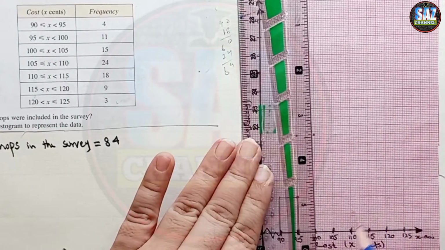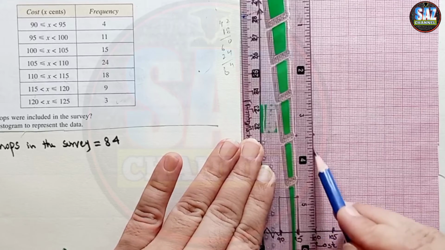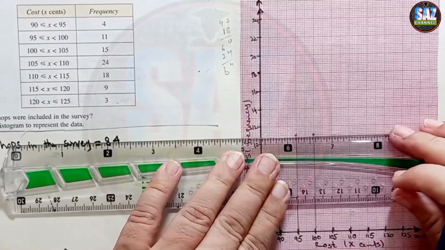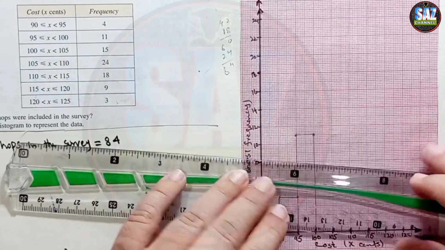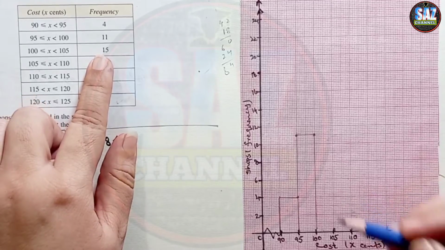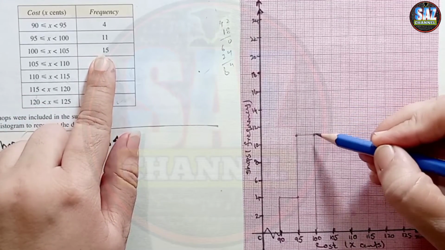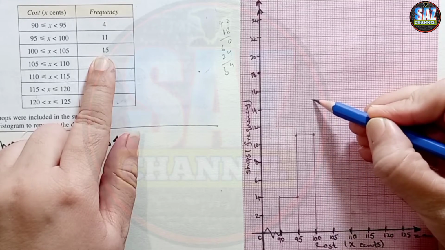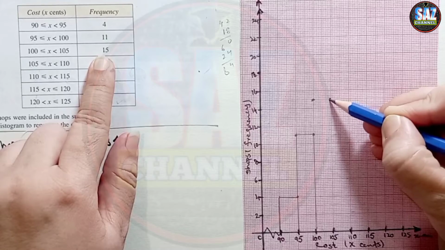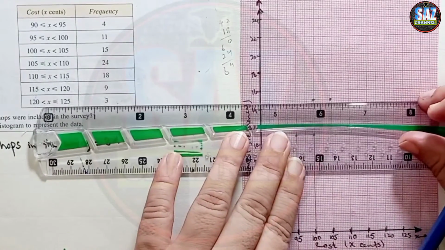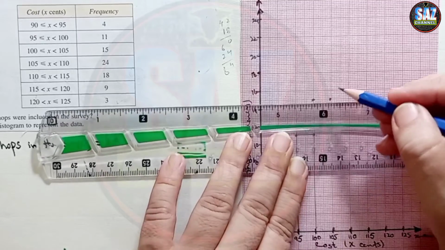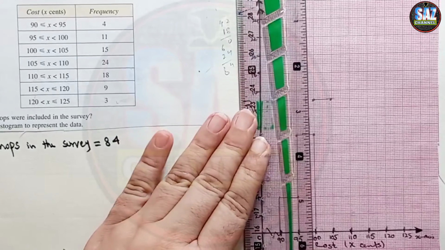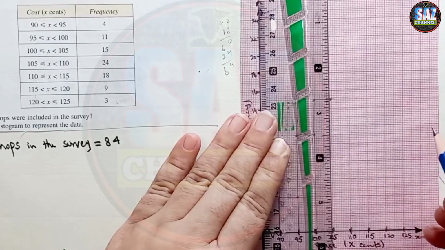Okay, and let me complete the histogram rectangle here. Then the next one will be 15. For 100 to 105 the frequency is 15. So 15 will be right in between 14 and 16. This is 15, and I have to complete the rectangle at this place. Very easy and important concept, an important part of your O-level examination.